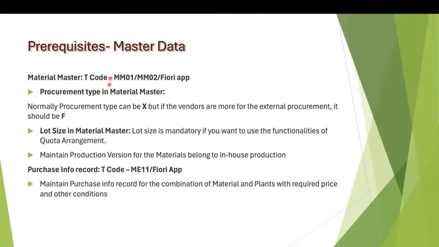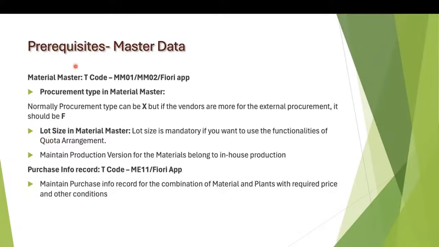Then what are the master data prerequisites? In the material master, if you are procuring externally from more than one vendor, you have to maintain the procurement type F. If the material is procured both internally and externally, then you can use X. In my experience, quota arrangement is mostly used for external procurement, where you procure from multiple vendors and want to allocate percentages, so that the system allocates the source of supply whenever new purchase requisitions are created. So procurement type needs to be maintained and lot size is mandatory.